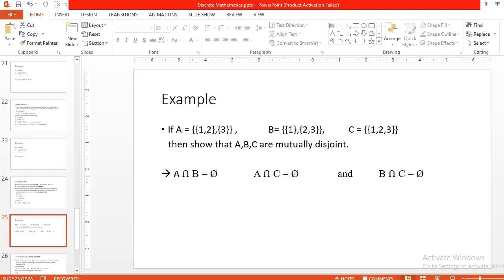So see here, first A intersection B. There are no elements in the two sets that are common, so the result will be phi. A intersection C, same here, there are no common elements, so the answer will be phi. And B intersection C also has no common elements, so B intersection C is phi.